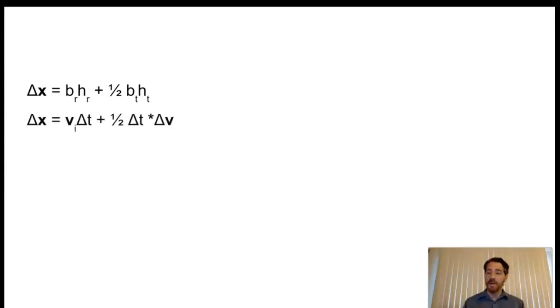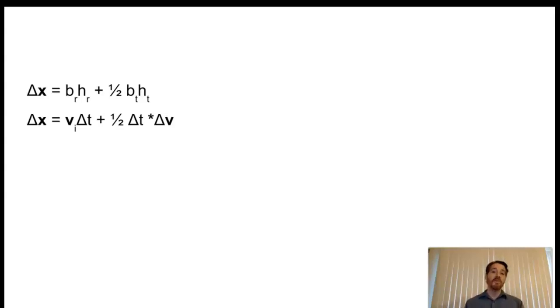But I'd like to take another look at how exactly I did that. This equation is the one that I used on the previous slide. The area of the rectangle, the base of the rectangle times the height of the rectangle, plus 1/2 base of the triangle times height of the triangle. So the area of the rectangle plus the area of the triangle. And I'd like to point out in physics equation format, that turned into this, my v initial times time plus 1/2 delta t times delta v.